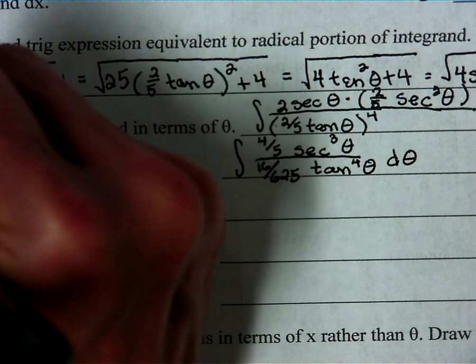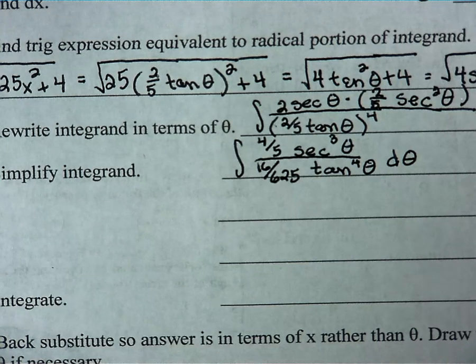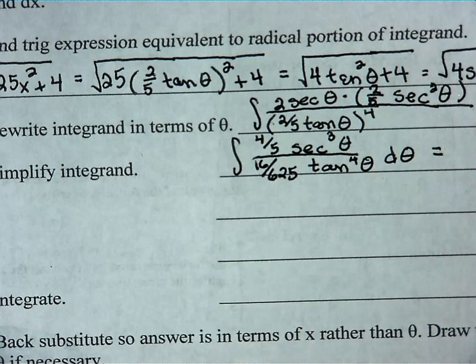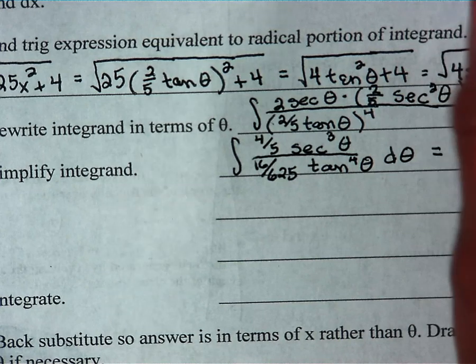5 goes into 625 125 times, 4 goes into 16 4 times. That's all that will simplify. So finally, we have a constant we can bring out front. 125 over 4.